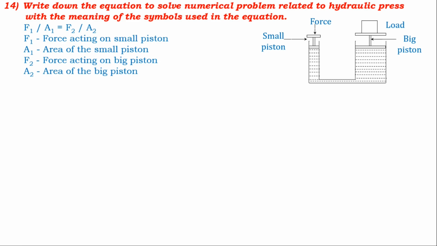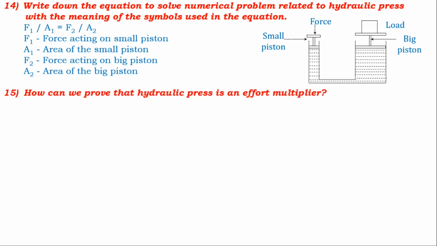Instead of writing symbols, we can write directly like this also. Force acting on the small piston upon area of the small piston is equal to force acting on the big piston upon area of the big piston. But instead of writing so many words in the equation, it would be better to have F1 by A1 equal to F2 by A2, and we can understand this very clearly with the help of this diagram.